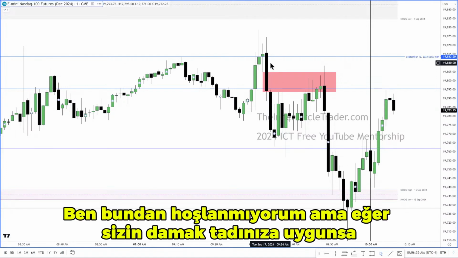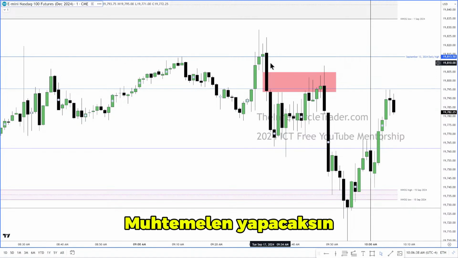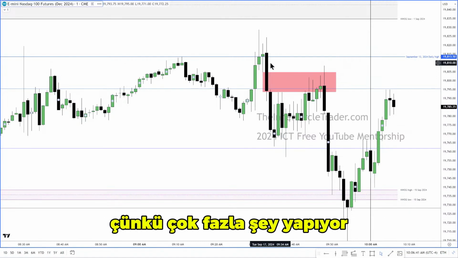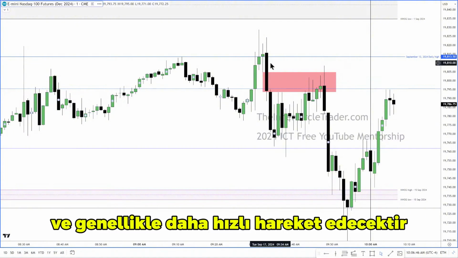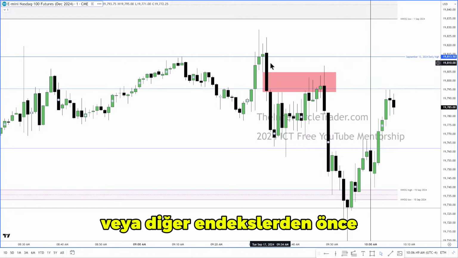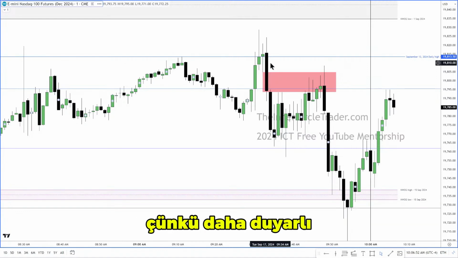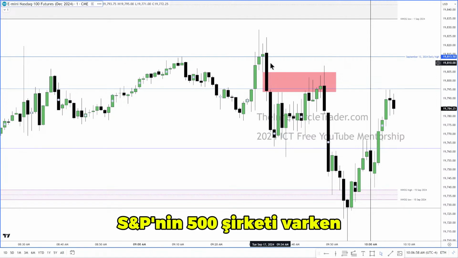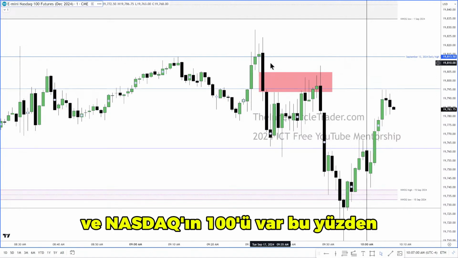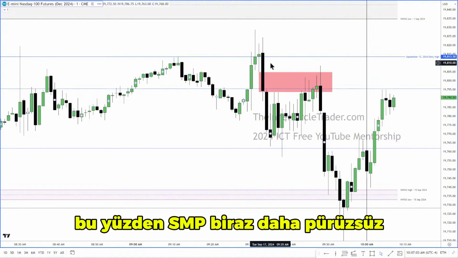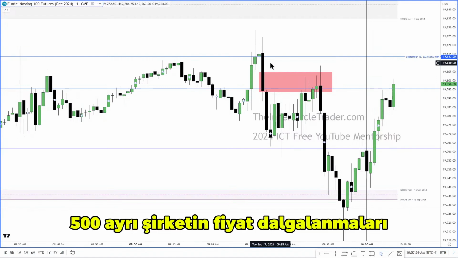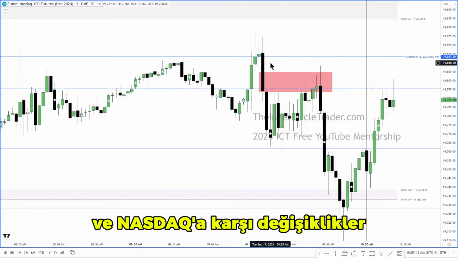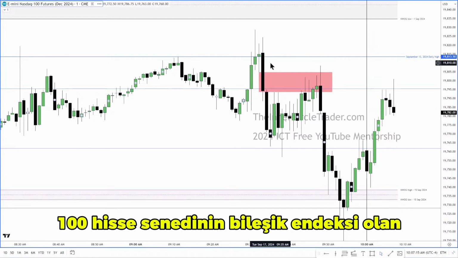I don't like it. But if that's your cup of tea, just know that you're probably going to have a little bit more adversity in that one, because it creates a lot more wicks. And it usually will move faster or before the other indices because it's more responsive, because there's only 30 issues in it that make up that index, whereas the S&P has 500 companies and the NASDAQ has 100. So because of that, the S&P is a little bit smoother, because it's factoring a composite of 500 individual companies' price fluctuations and changes versus the NASDAQ, which is a composite index of 100 stocks.